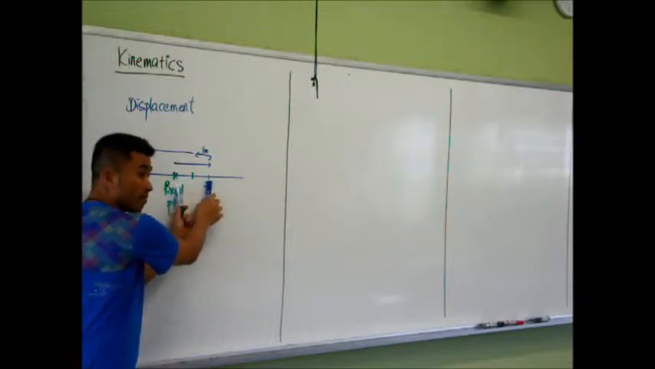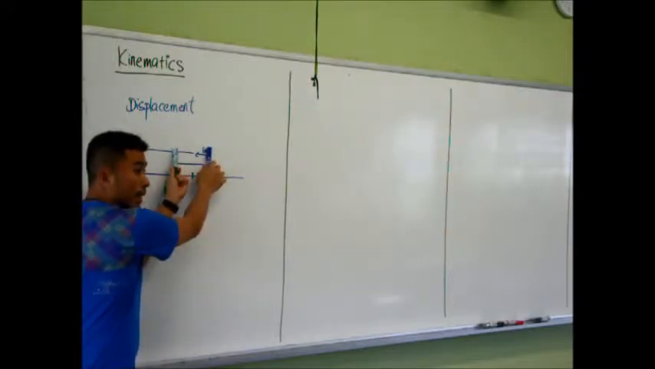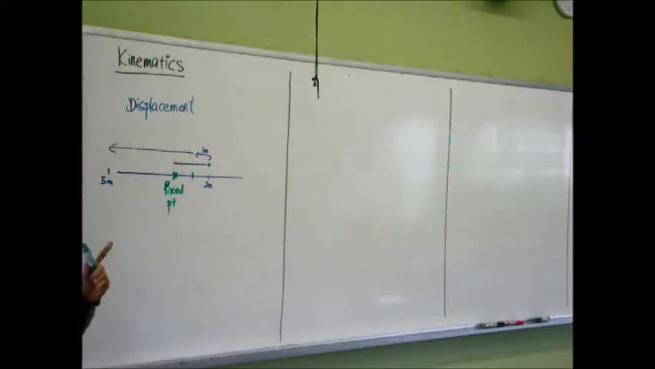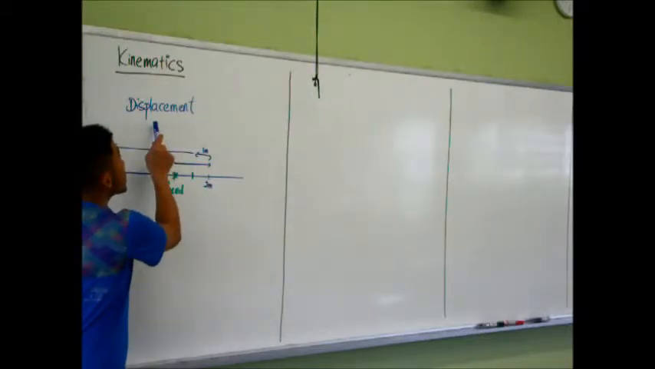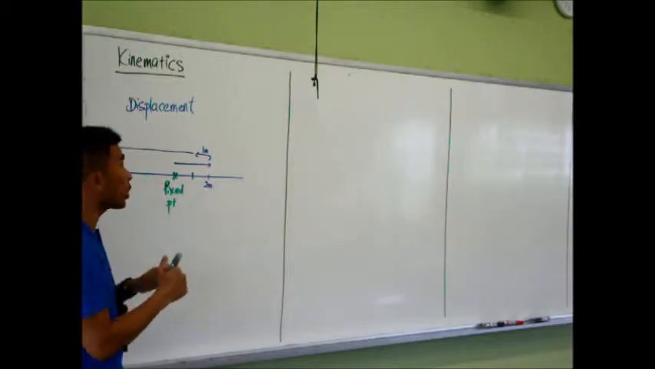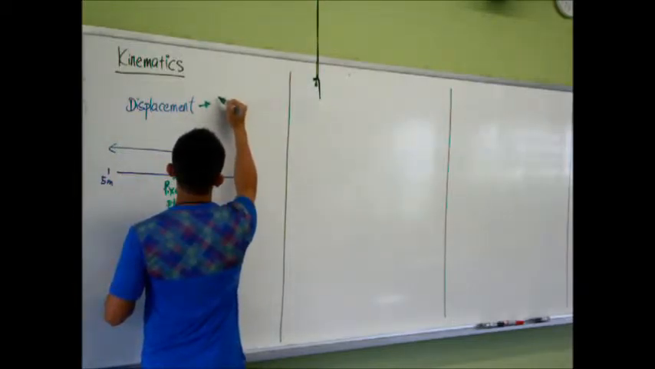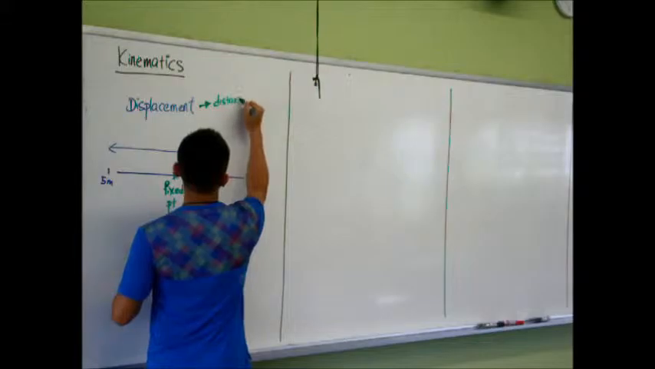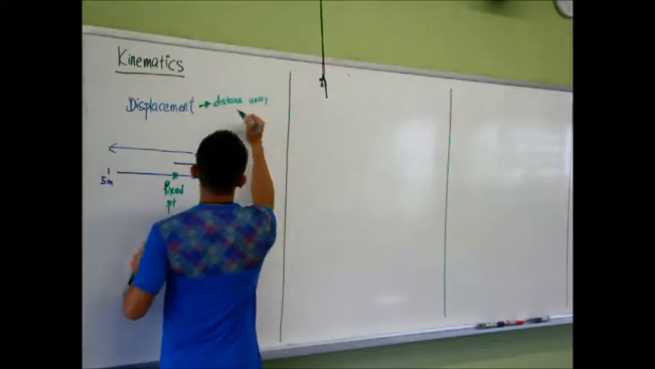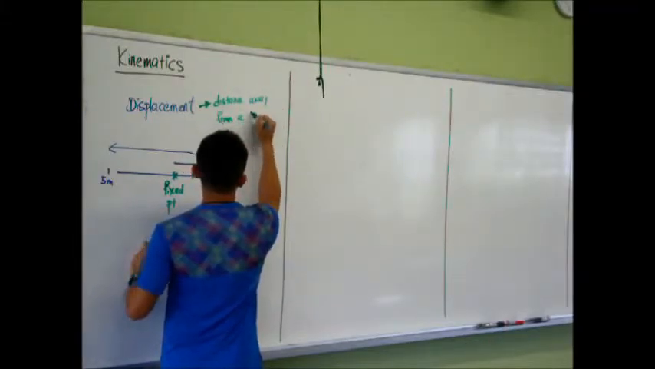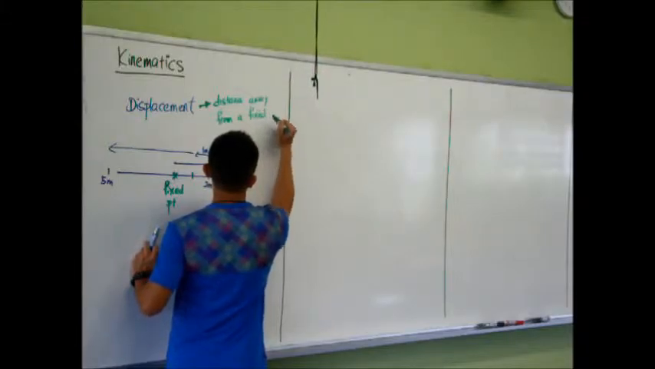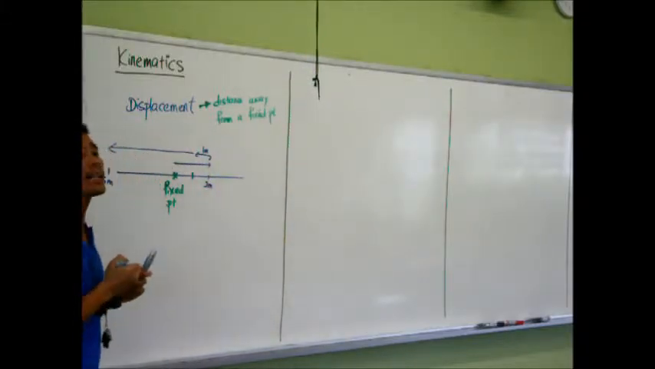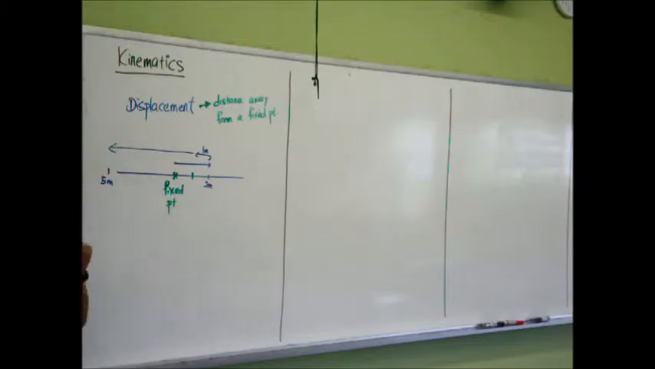There's 2 meters here, 2 meters here, and another 5 meters over here. So what is the total distance traveled? 9. So take note, displacement will only tell you the distance away from a fixed point. In other words, from the very starting point that you got started from. Any question with displacement first?